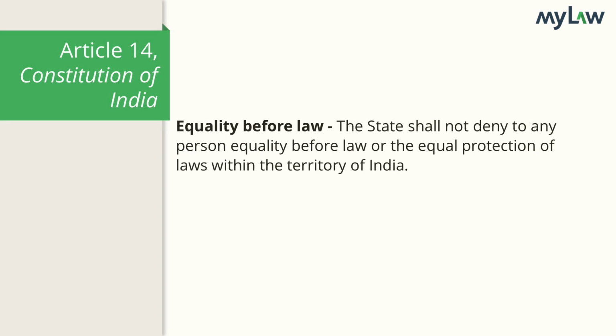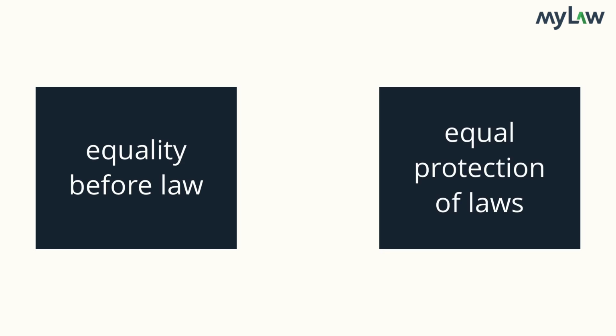The state shall not deny to any person equality before law or the equal protection of laws within the territory of India. It is immediately clear that there are two separate guarantees in this article. The first is a guarantee of equality before the law. The second is that of equal protection of laws. What do these two phrases mean?